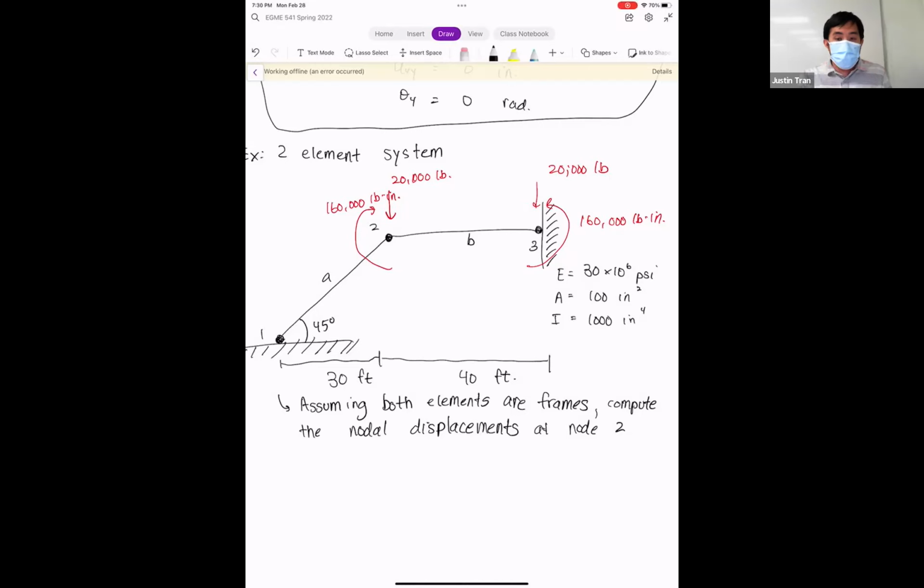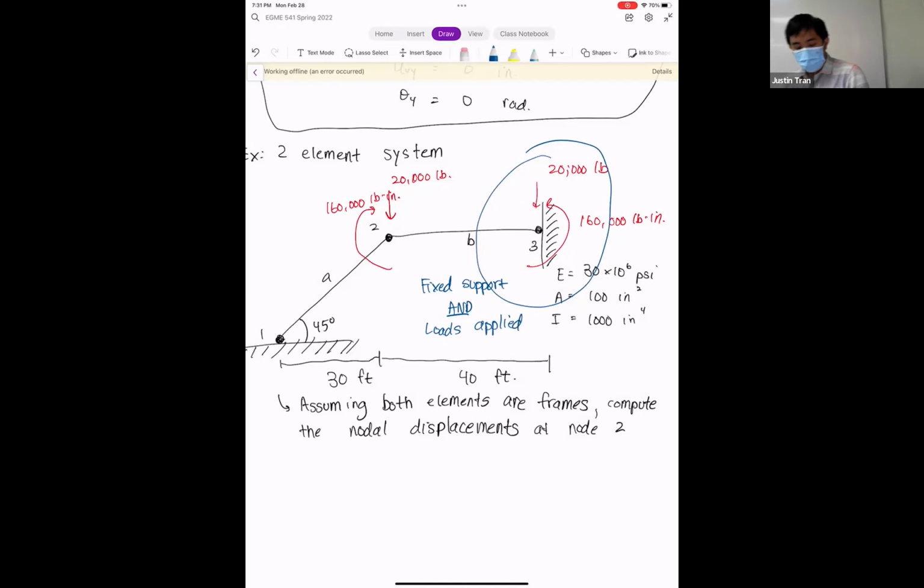Any questions on the problem setup here? The reason I'm not going to go through most of the details of this problem is because they're mostly the same, but I did want to highlight something unique about this problem, and that's node 3 right here. What's unique about node 3 is that we have both a fixed support as well as loads being applied. This is a unique case, and we haven't had a case like this before.